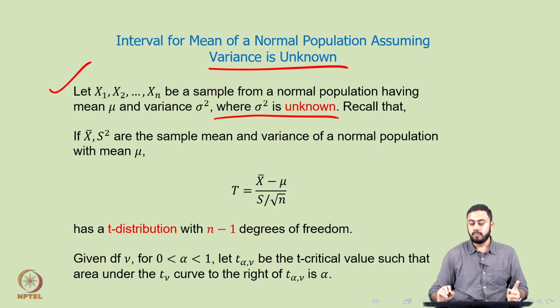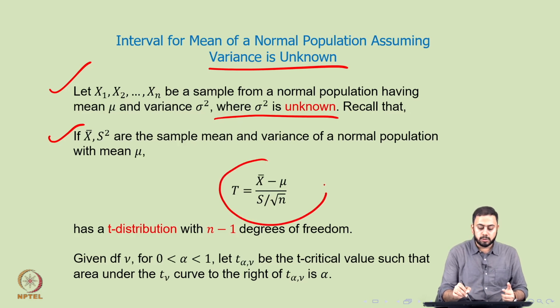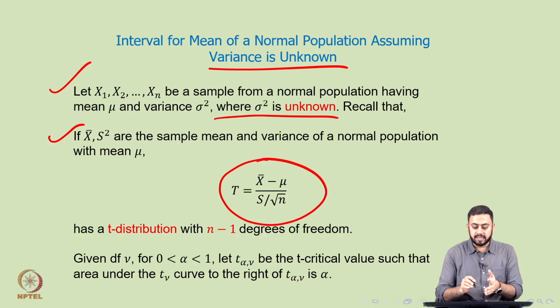Now recall that x bar and s square are what? So x bar and s square are the sample mean and variance of a normal population with mean mu. Now the moment sigma square is unknown, you cannot have sigma square in the interval formula. So we have to make use of a t distribution here. And if you remember from the last session, this is exactly how you derive a t distribution. So x bar minus mu divided by s by root n has a t distribution with n minus 1 degrees of freedom.